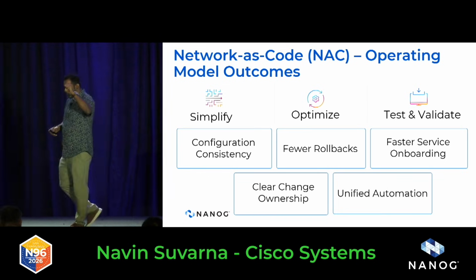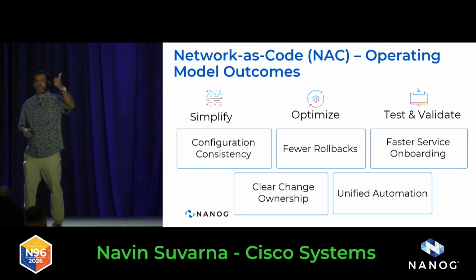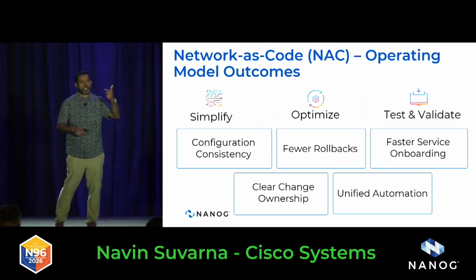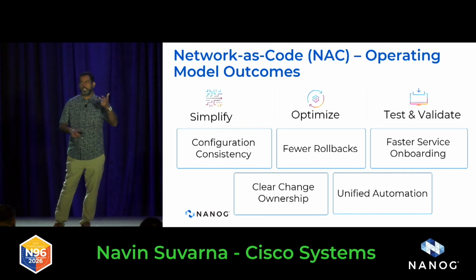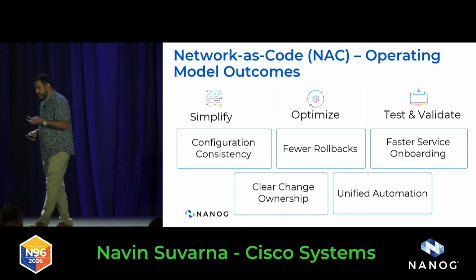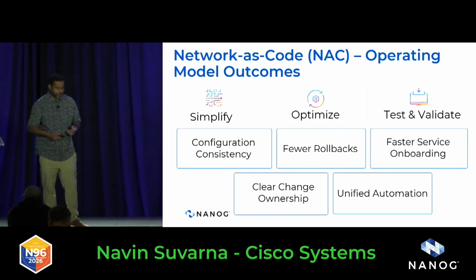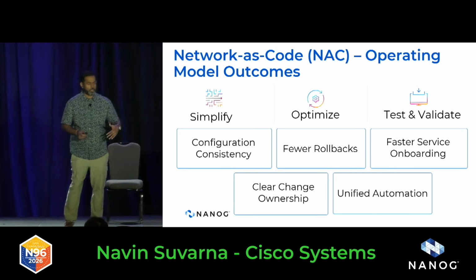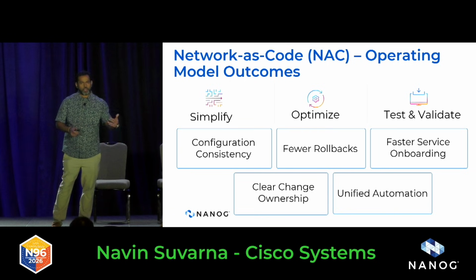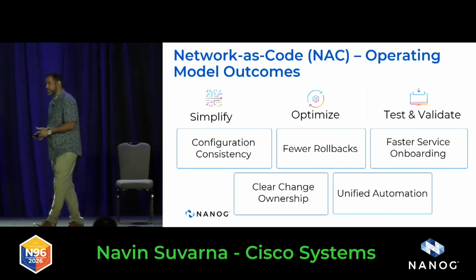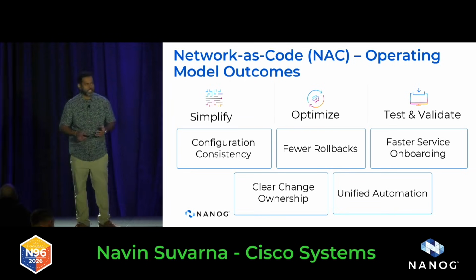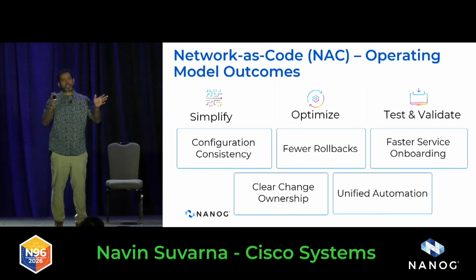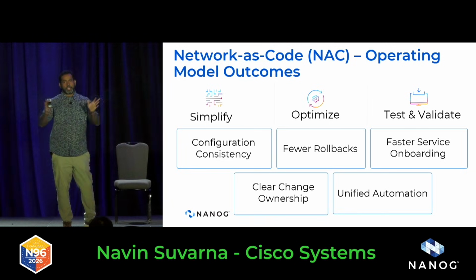So the data model is your source of truth. You use pull requests and merge requests, so you have a complete audit trail of who requested what, when, and where. And then there is the pre and post validation. With these capabilities introduced, you are deemed to have configuration consistency, fewer rollbacks, faster service onboarding, clear change ownership, and obviously you have one unified platform to go to orchestrate or automate things end-to-end across your install base.